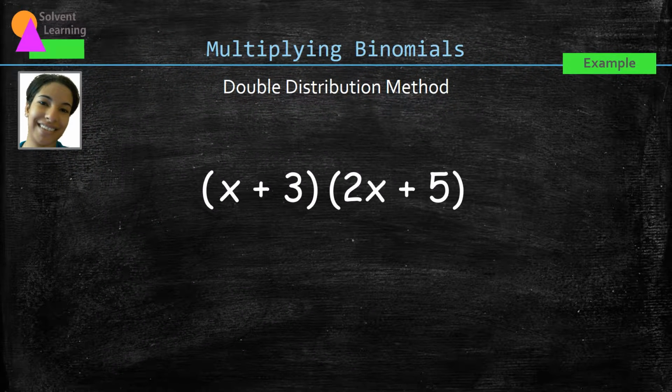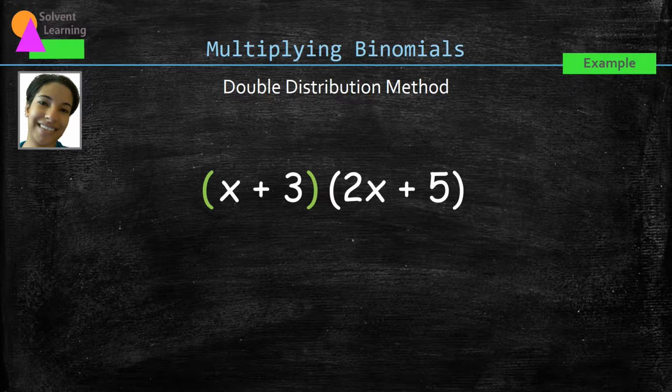Now when we're multiplying binomials, we don't just have one term being multiplied by something that's in a set of parentheses. We have two binomials that are being multiplied together. Two terms in the first parentheses, two terms in the second parentheses. So we can still apply the distributive property, but since we have two terms in that first set of parentheses, we'll have to use the distributive property 2 times, once for each term. So that's why we call it the double distribution method.